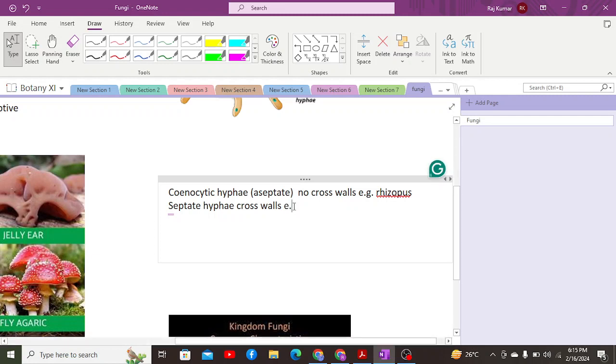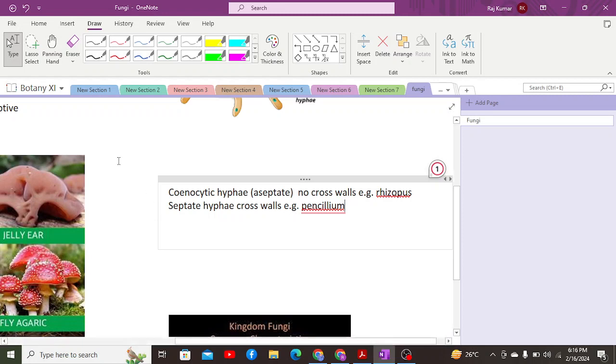An example of this includes Penicillium, from which the first vaccine was discovered by Edward Jenner. Septate hyphae have cross walls, and an example of this includes Penicillium, right?